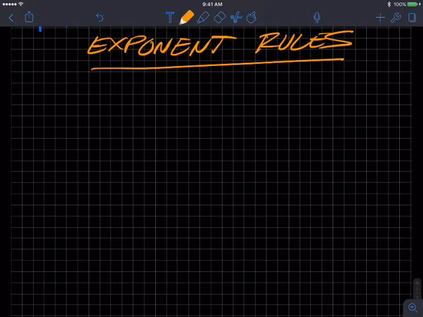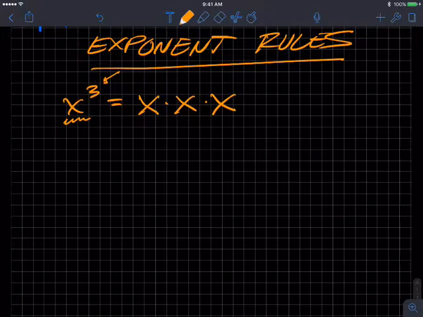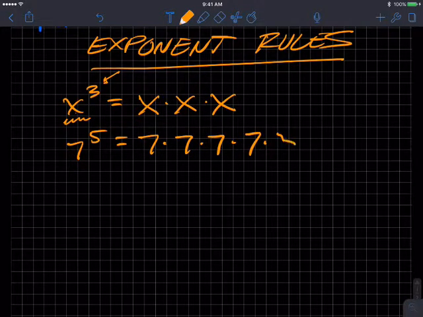So hopefully you recall that x cubed is saying, hey, take this base and multiply it three times. So that would be x times x times x. Note that I don't use that language, multiply times itself or whatever. It bugs me. So it's multiply the base three times, one, two, three. If I had 7 to the fifth, that's multiply the base of 7 five times. Okay? That's a really bad 7. I feel bad for that 7. So anyway, that's what we're talking about here.